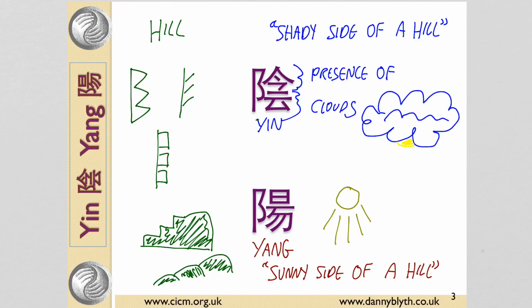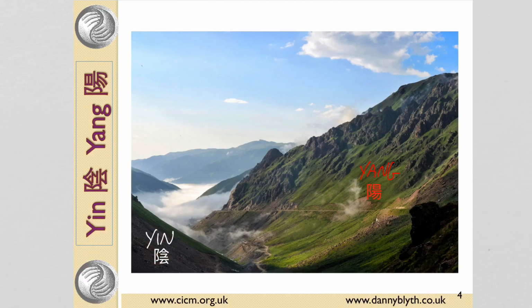So together these represented Yin, the shady side of a hill, and Yang, the sunny side of a hill. Note the same hill but 2 different sides of that hill. They came to represent the feminine and male principles. So the shady side of a hill and the sunny side of a hill.